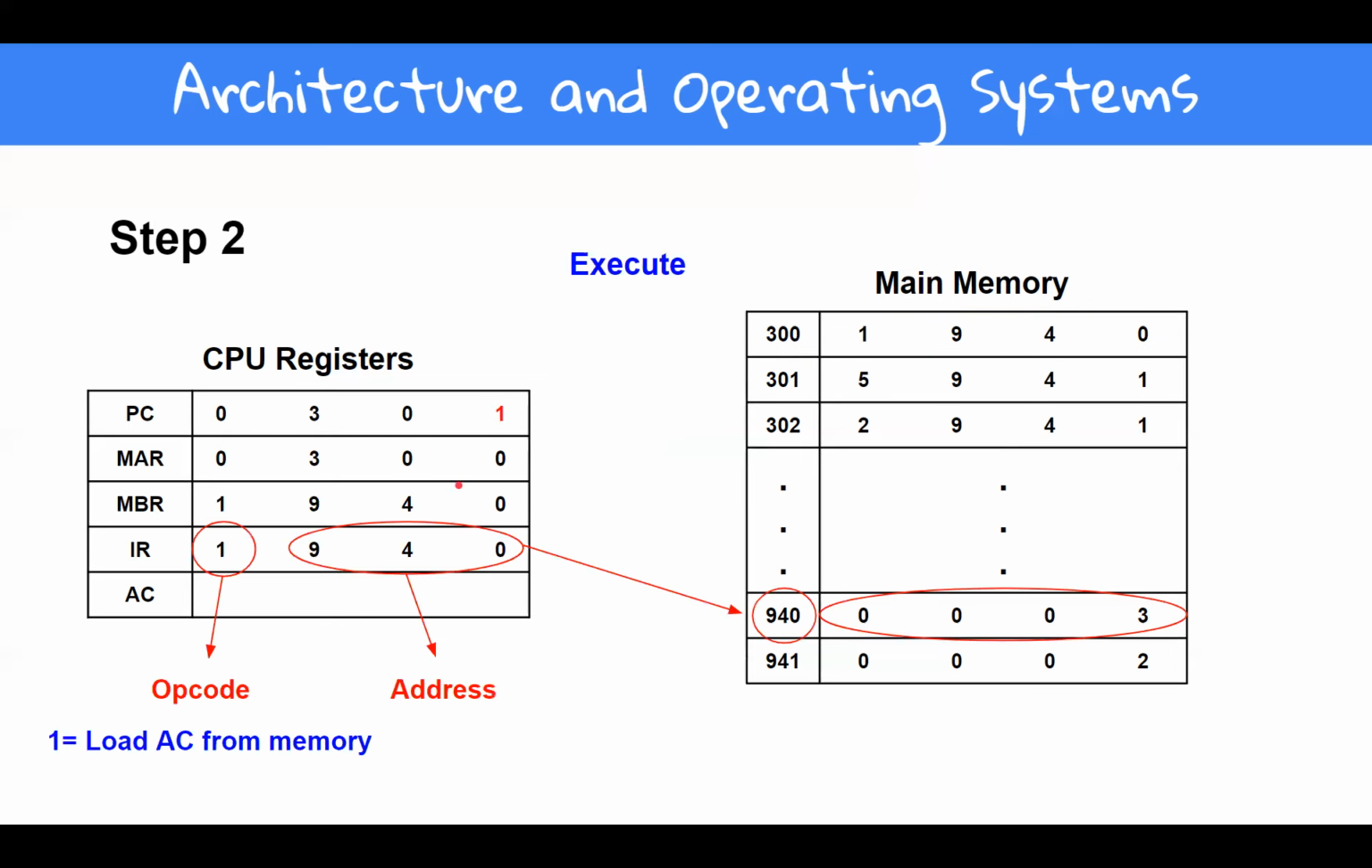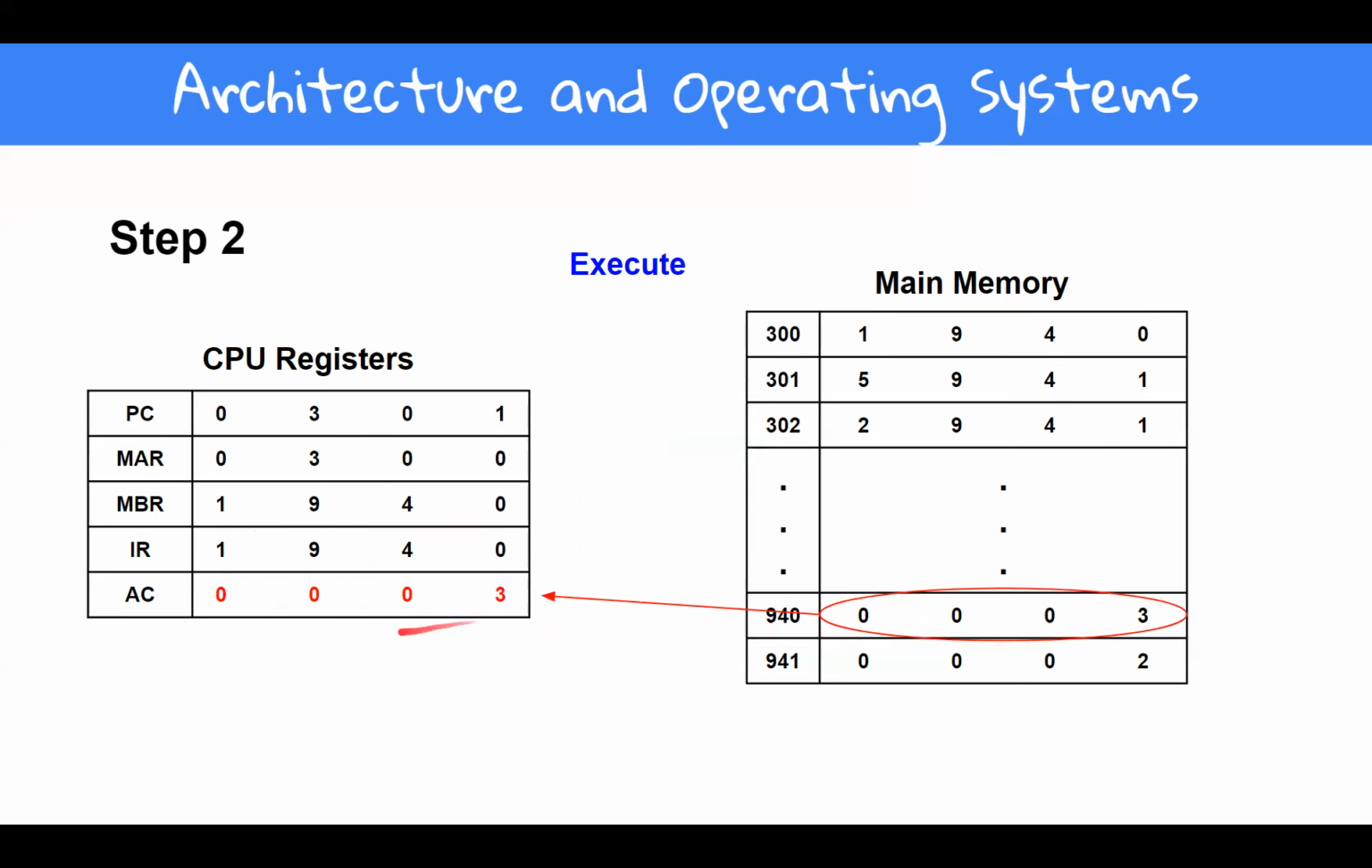If you are here. So which address? 940. 940 is here. What? We've got to load AC. Load AC with this instruction. Load AC with what? With the number that we have here. What is this number? 3. There you go. We loaded AC from the memory from here. Now the execution finishes because we actually executed the first instruction.